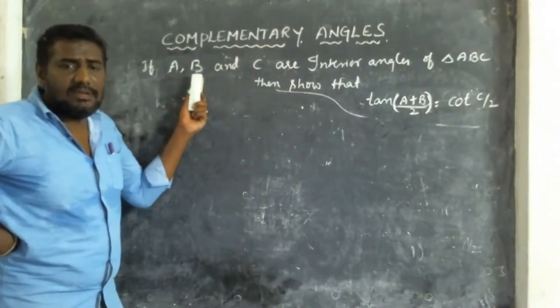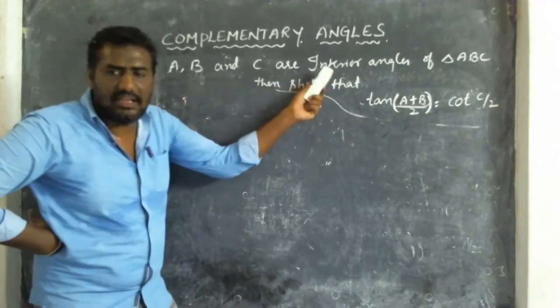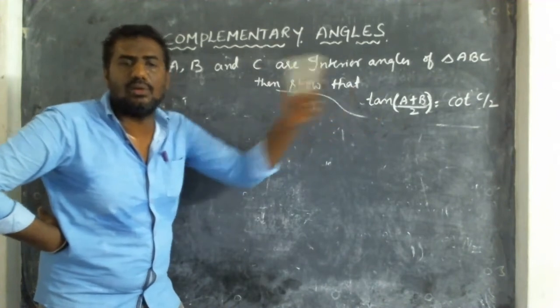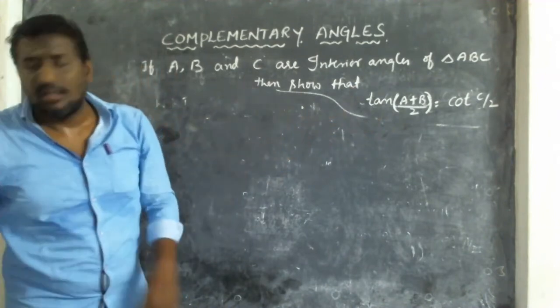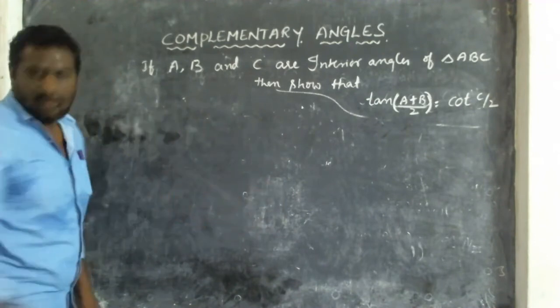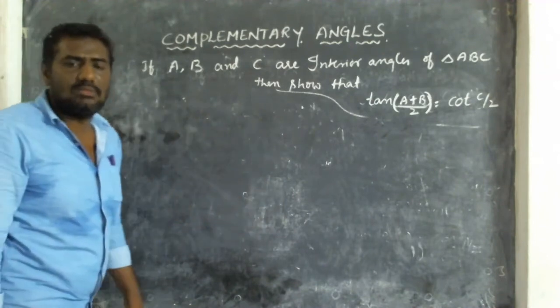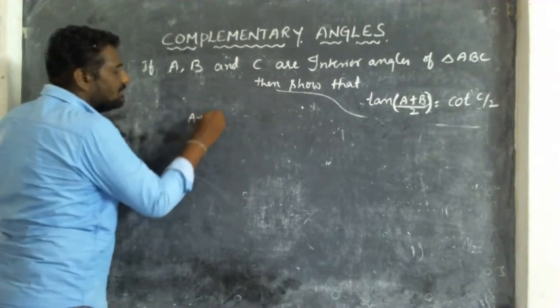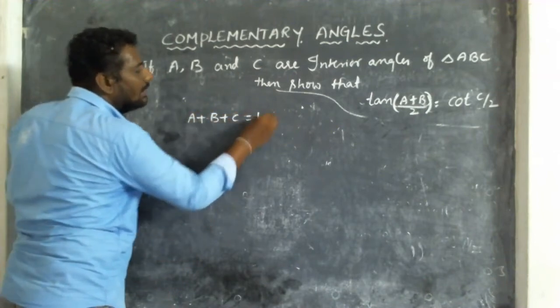If A, B and C are the interior angles of a triangle, then show that tan of (A plus B) by 2 equal to cot of C by 2. Same process. Here A, B, C are what type of angles? Sum of the three angles is 180. So A plus B plus C equal to 180.